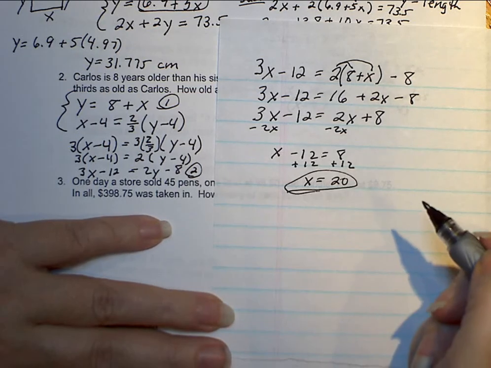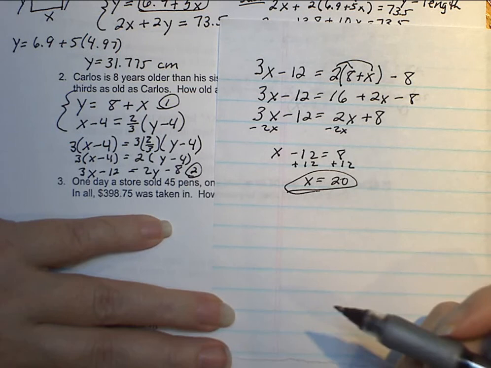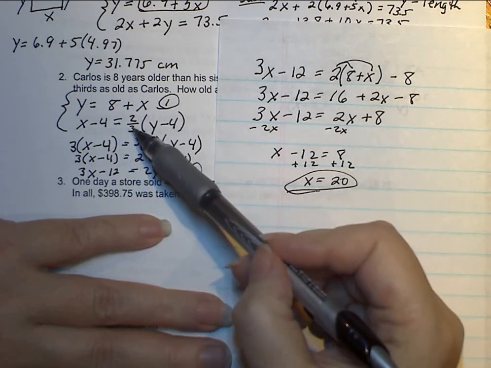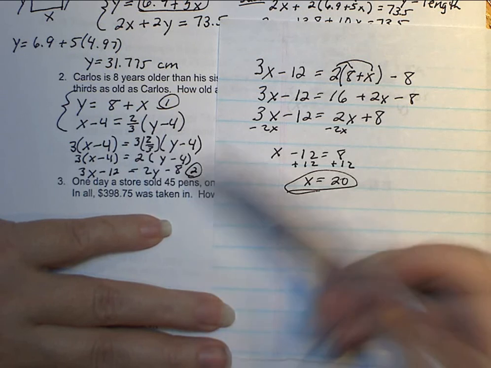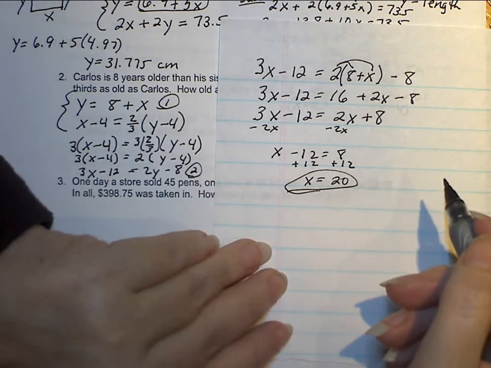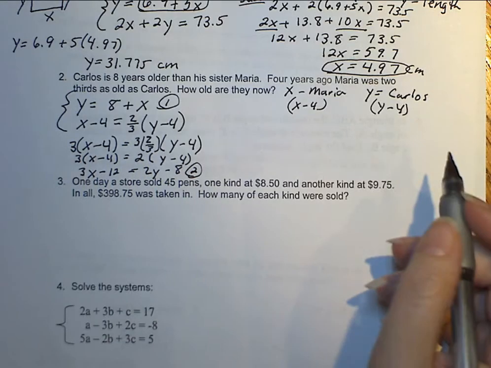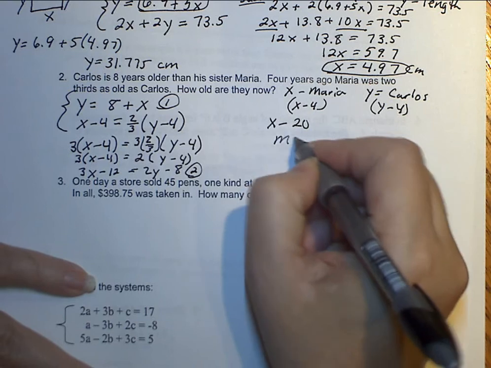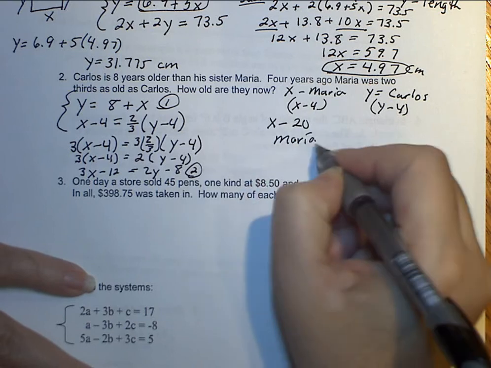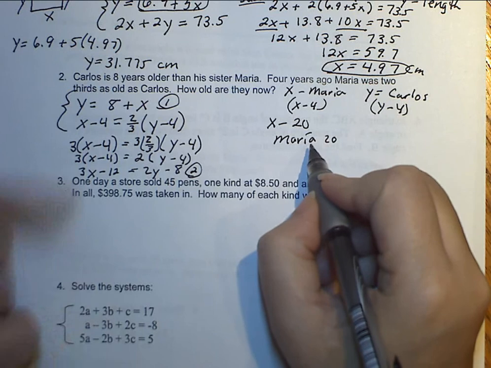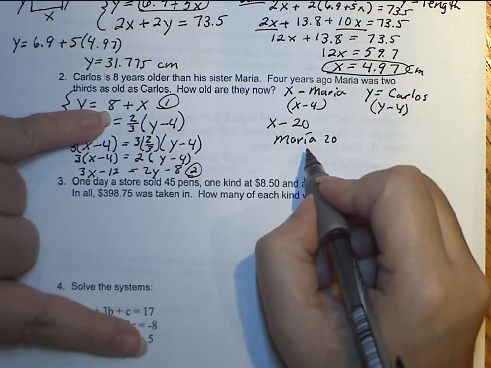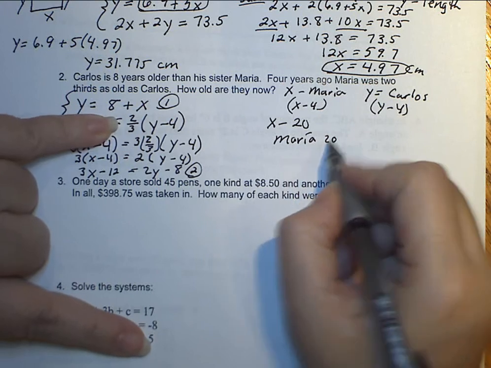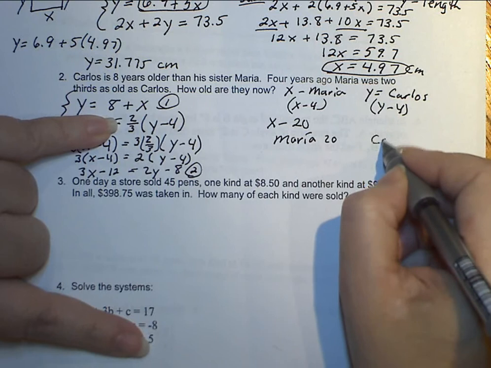Alright, so biggest thing is that after we get rid of the fractions, we can substitute in. And so now let's see, we say x was 20, so that means Maria's age is 20, and Carlos, well, it says y equals, it says 8 years older, so 20 plus 8, so Carlos is 28.